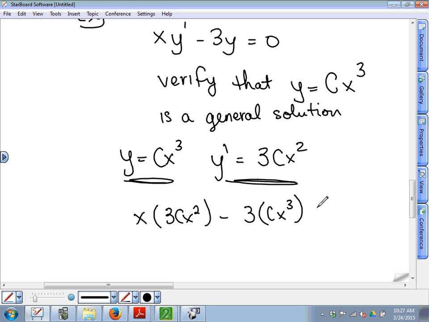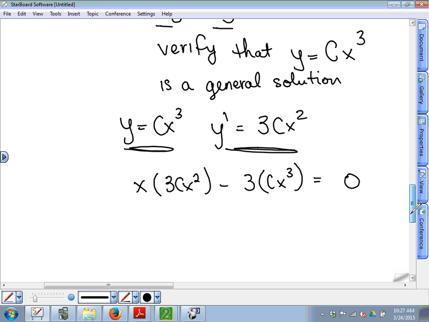So we can solve for x now? No, we don't need to solve for x because we just needed to show that this minus this was equal to 0. This is x times y prime and this is minus 3y, and what does it equal? The x makes that into 3cx cubed, and this is 3cx cubed, so it does equal 0. Okay?